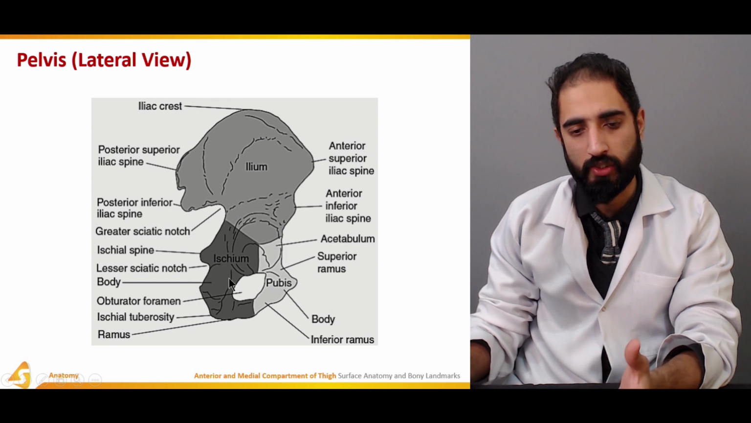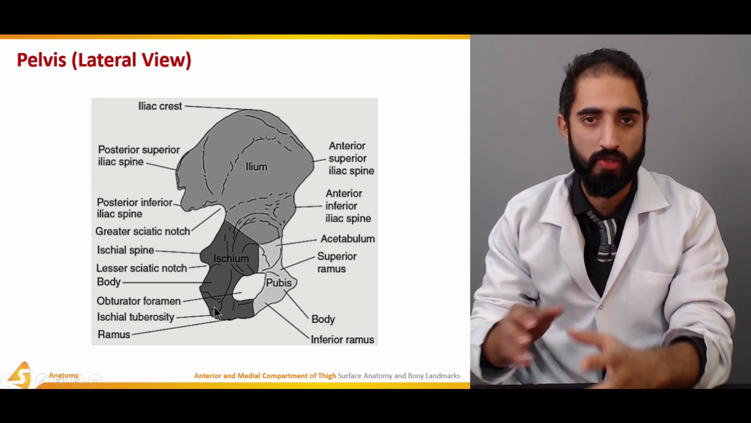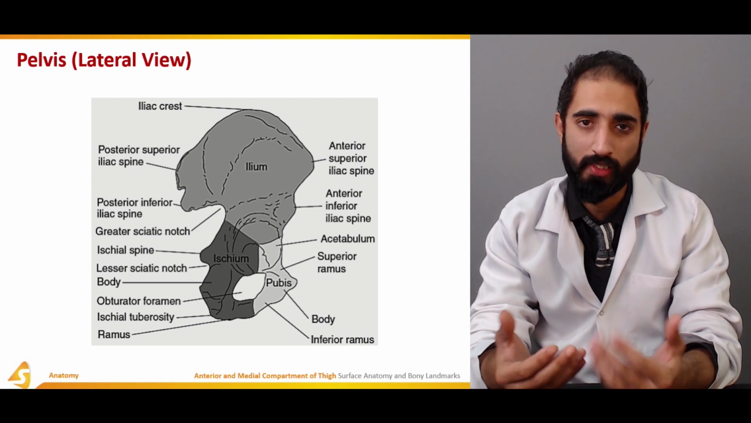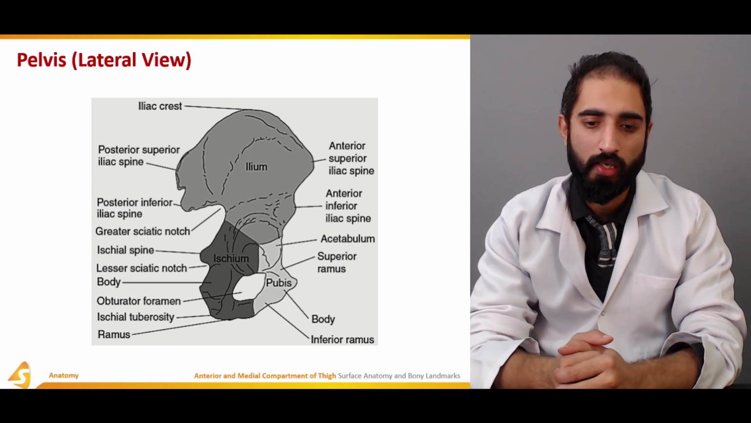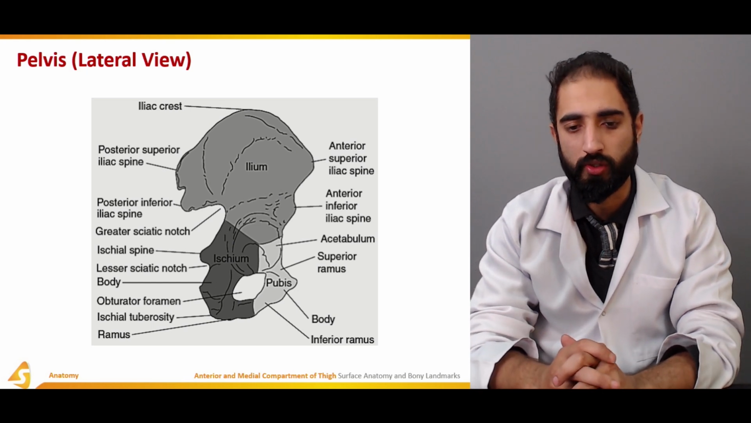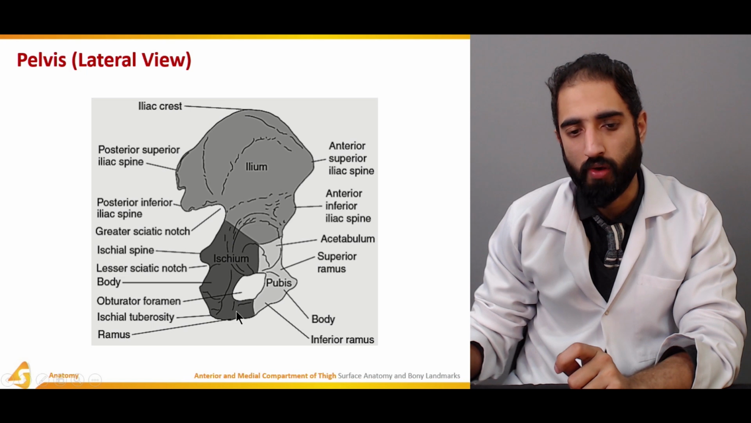Just beneath the lesser sciatic notch we have the body of the ischium, and then we have the ischial tuberosity. This is a special bony landmark because this is the place on which we sit. When we are sitting, our weight is actually being transferred to the seat or the chair via the ischial tuberosity, and this is the ramus of the ischium.